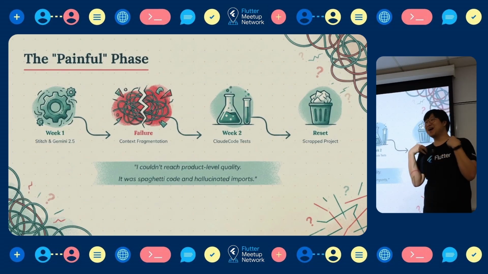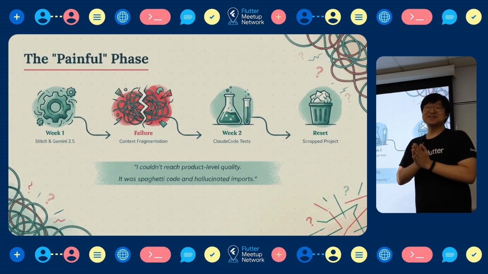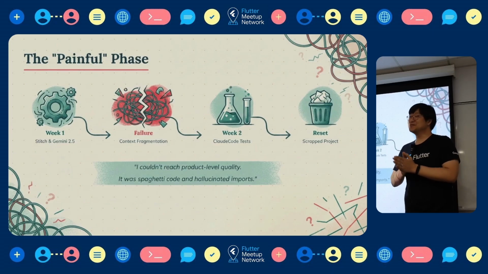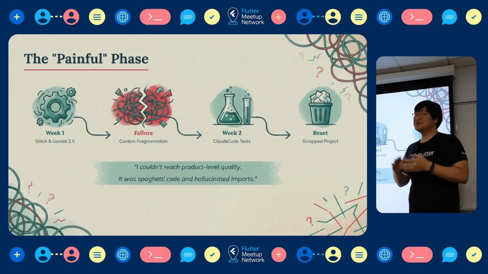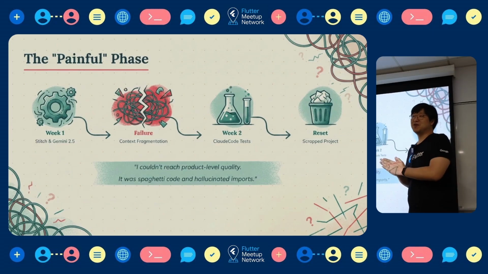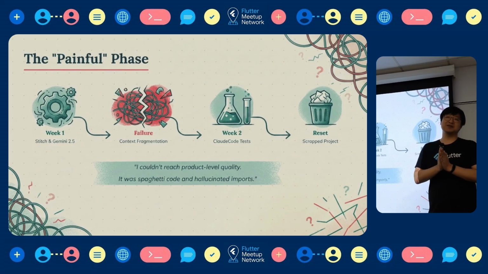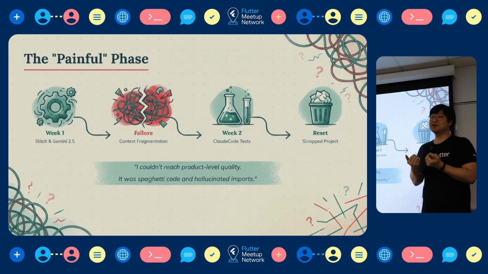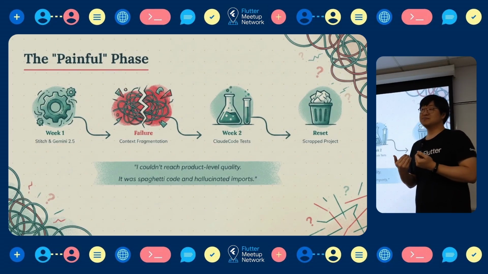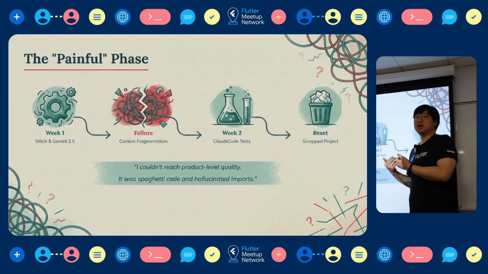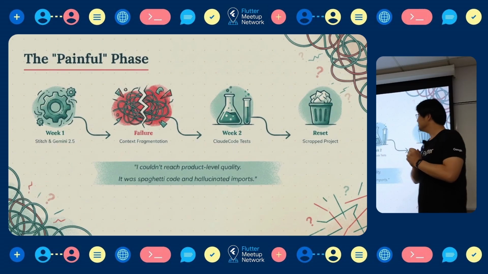Maybe I was not good at prompting, and maybe that's why I failed. But it was so difficult to make a production-level app. I've been making demo applications a lot using AI. But if you want to make a production-level app, it's a different story, right?